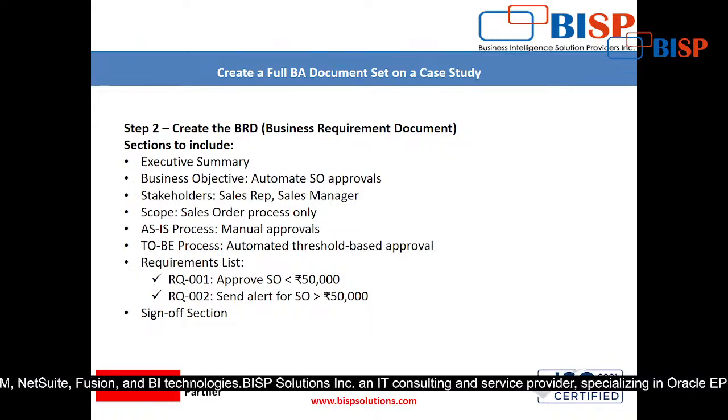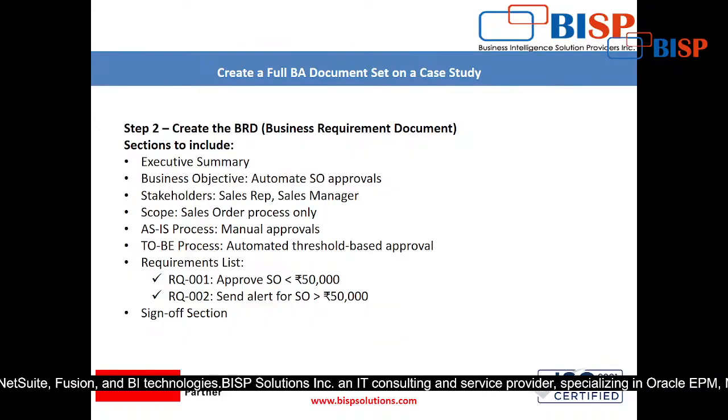Then the scope: sales order process only, right? The scope of this is the sales order process only. That means we will focus completely on the sales order process. If anything is related to item or customer, we will not focus on that, right? Scope means the area, the boundary of that particular project; beyond this boundary we will not do anything. Okay, then the scope is done.